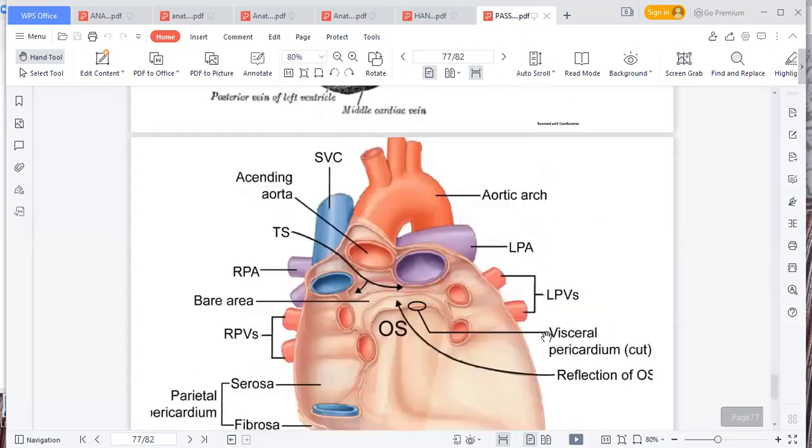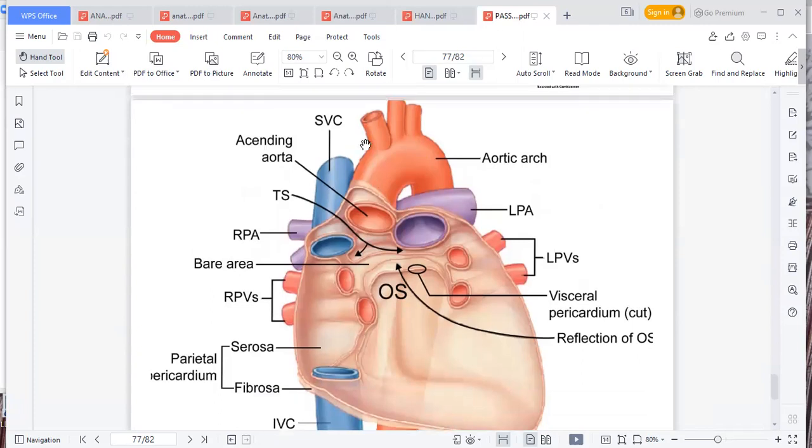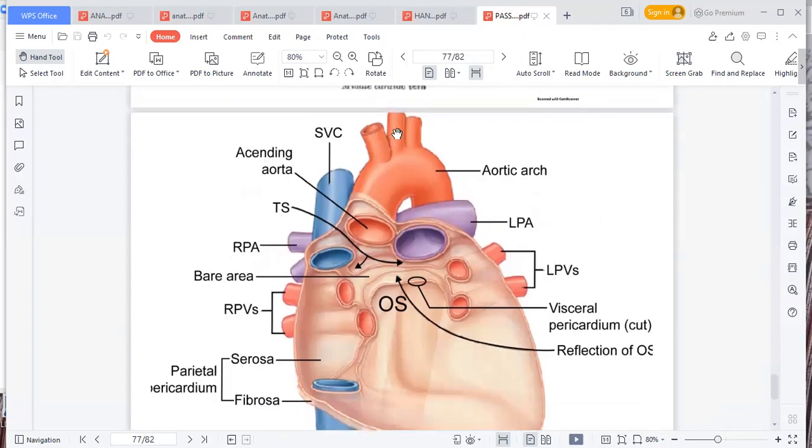So this is the same diagram that is here. You have the left pulmonary artery, you have the right pulmonary artery. This one will come in your paper, I'm telling you. You've got the ascending aorta here. You've got the aortic arch, which I said has three branches. Here they can label it. This is called the brachiocephalic trunk, left common carotid artery, and left subclavian artery.